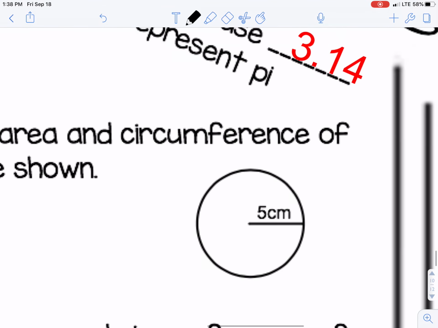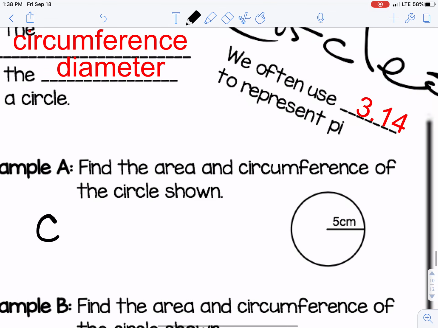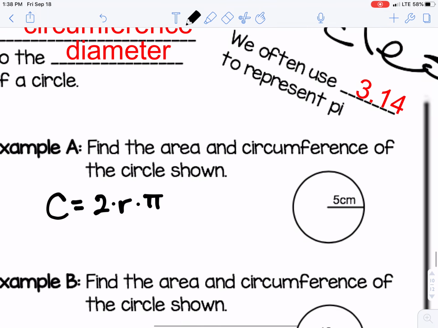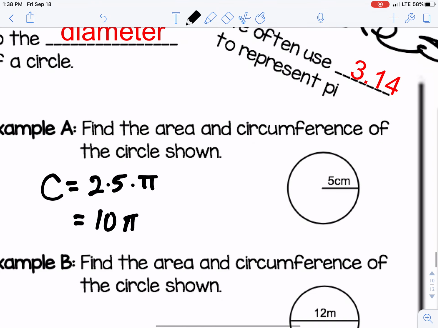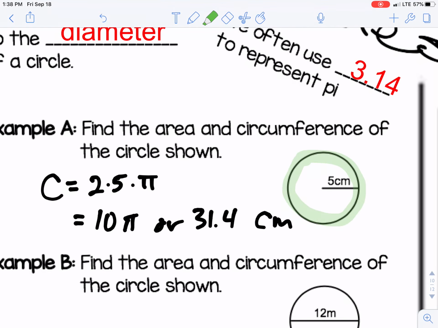This is the radius, 5 is r, so circumference is 2 times the radius times pi, which is 2 times 5, which is 10 pi. Right? Sometimes it might say leave in terms of pi, or take and multiply pi and use 3.14. That's 31.4. And we're not finding an area, we are finding a distance, so that's just centimeters.